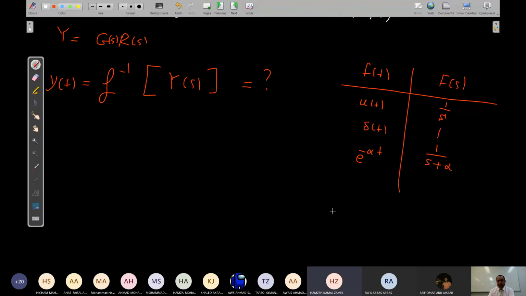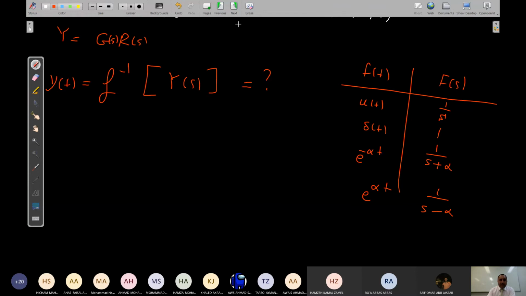Sine? The sine. If I'm having, let's say, 1 over s minus alpha, what am I having? This would be the exponential of alpha t. Yes. So the idea is to do something called the partial fraction expansion. Do you remember the partial fraction expansion? Yes, Doctor.